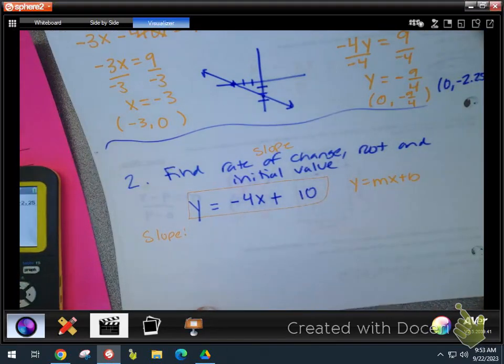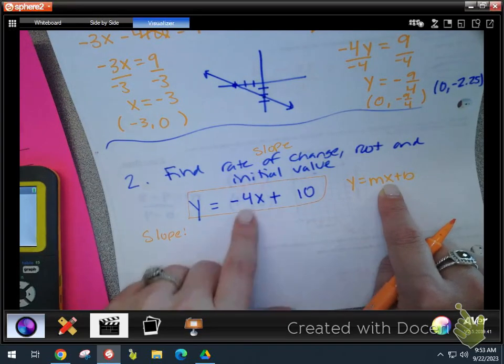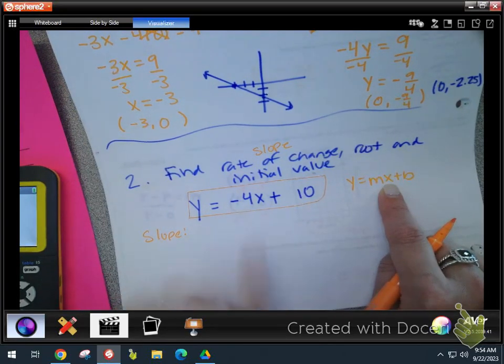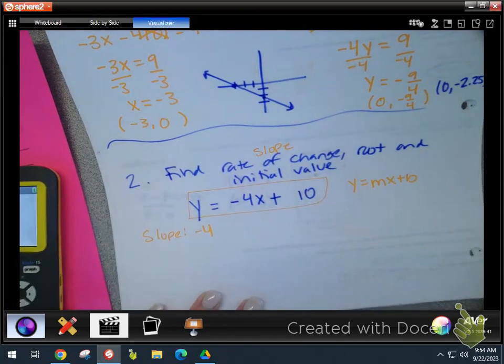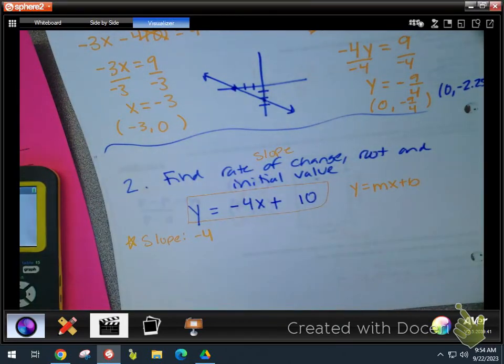If it's in y equals mx plus b, what's the slope? Mx plus b. Well, which one is your m? Negative 4. Do you see how easy that was? No math. You're going to have to do that. So your slope is the number next to x, if and only if it's in y equals. Okay? It's on the front of the review, but you've got to recognize it's slope-intercept form.